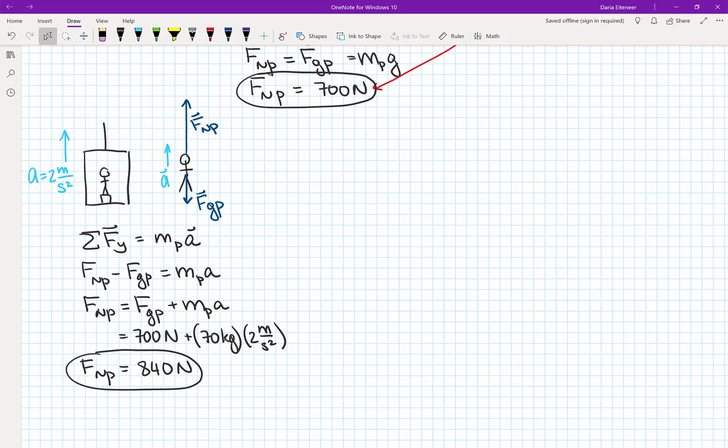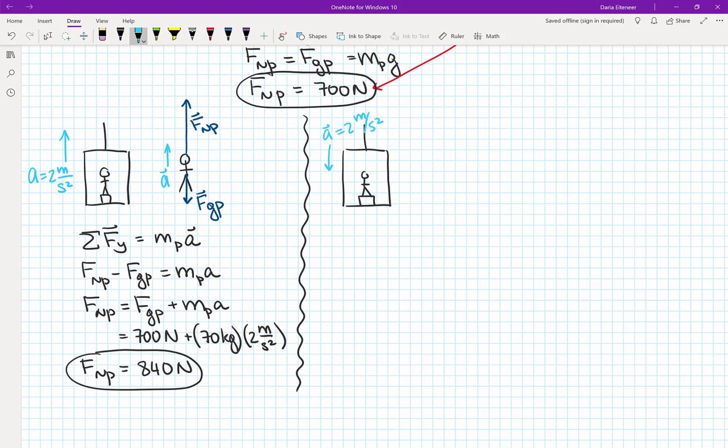So now do you think the other half of my claim is going to be correct? Where a person can also lose weight in an accelerated elevator? I hope you said yes to that. So same exact situation. Person standing on the scale. The elevator is now accelerating downward. I'm going to keep it at 2 meters per second squared. Just easy numbers, right?